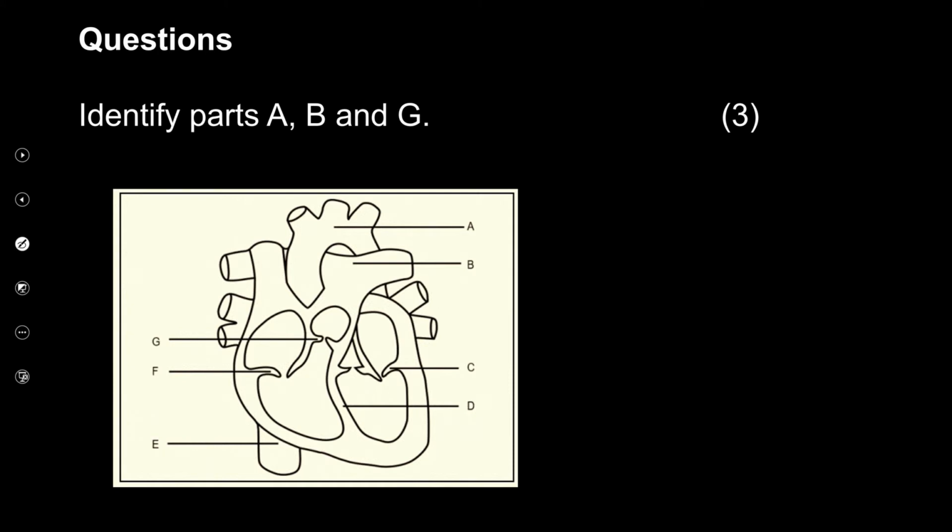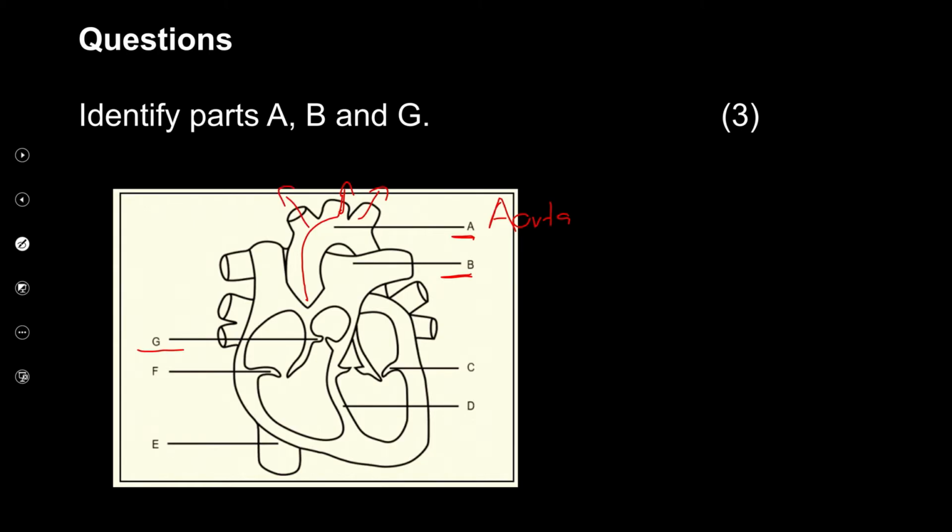Nice start. They want us to identify A, B, and G. Let's circle them so we know what they are. A, B, and G, not the easiest of them, but let's have a look. A is nice. That's the aorta, the big vessel coming out there, and we know it's the aorta because it takes blood to all parts of our body.